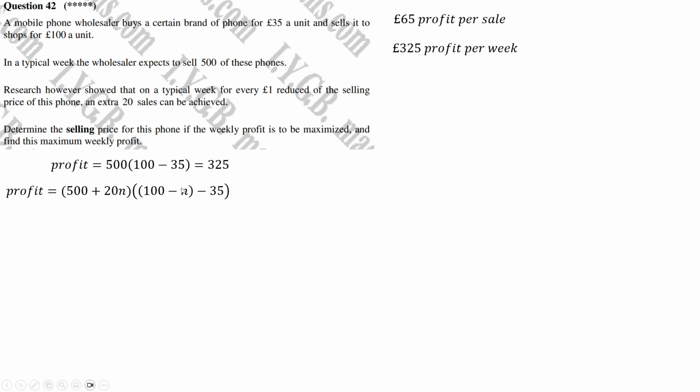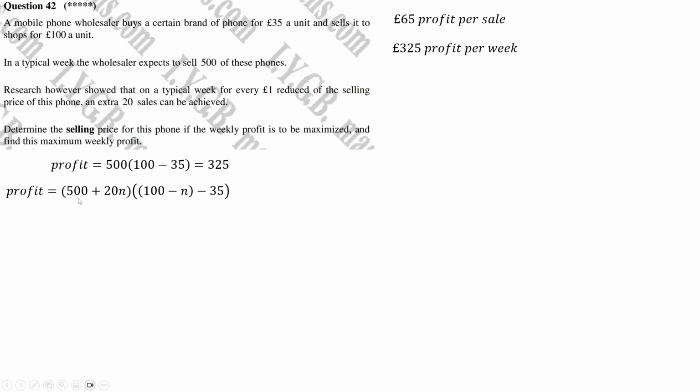The old price was 100, but now the price is 100 minus n, that's subtract how much you reduce it. This might be a little bit confusing at first. Just look at it for a couple of minutes, and it'll make sense. This is the new price that they're selling it for after reducing the price, and for every increment of n, that also affects how many sales there are.